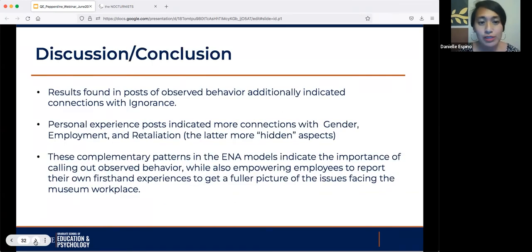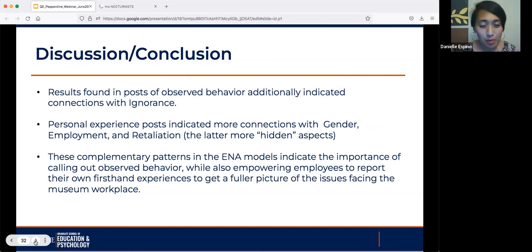From this initial analysis, we found that there is some difference between the posts, as I mentioned, with personal experiences bringing out more things related to gender, employment, and retaliation. And these are more hidden aspects that aren't as seen in the observed posts, which makes sense, right? Because these are personal accounts versus what's just observed.